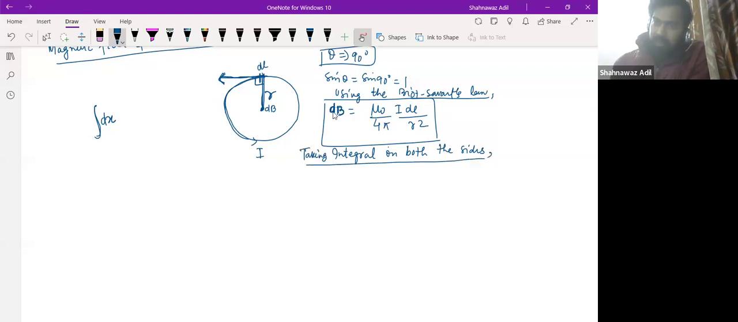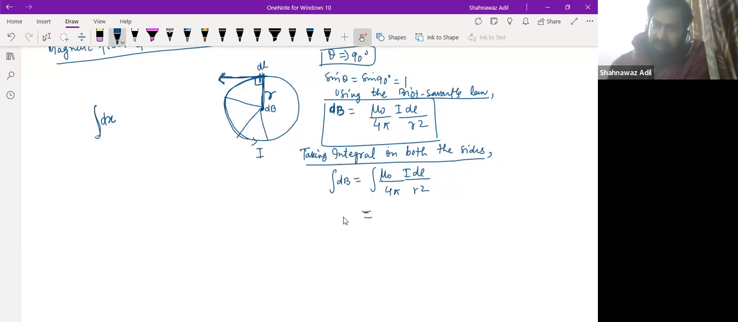So this is the integral of mu naught by 4 pi I dl by r square. Can you tell me, is this r changing? No, sir. This is fixed. Mu naught is fixed, 4 pi is fixed, I is fixed. So all these are constant.